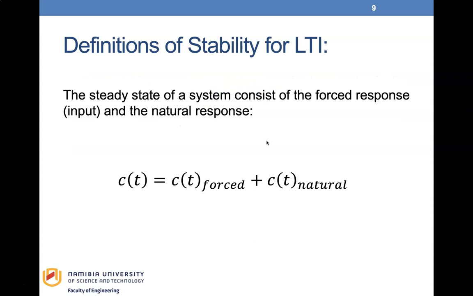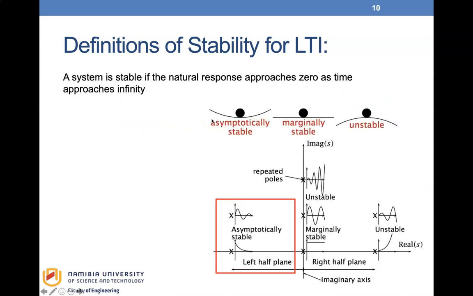Let's start with the definition of stability, and we are defining this for linear time invariant systems. The total response consists of the forced response, which is your input, in this case c_forced, and then the natural response of the system. And so a system is stable if the natural response approaches 0 as time approaches infinity.